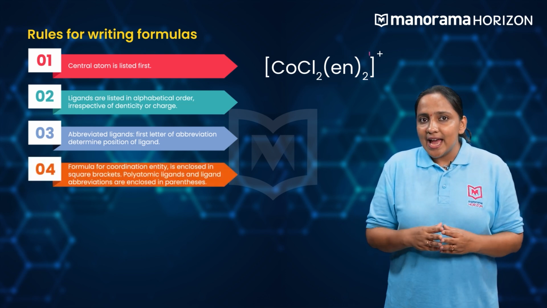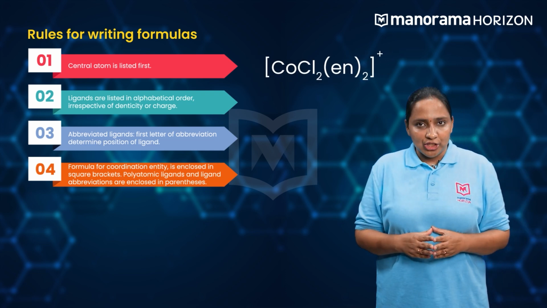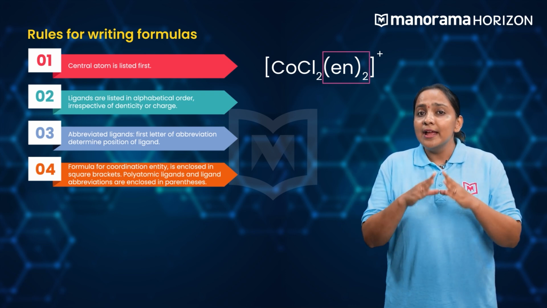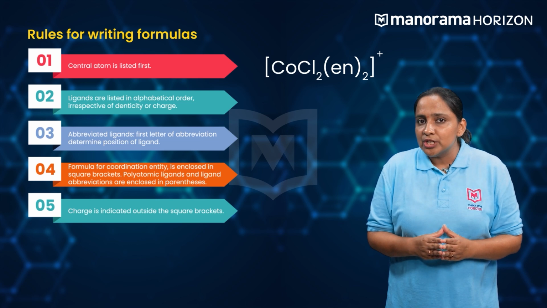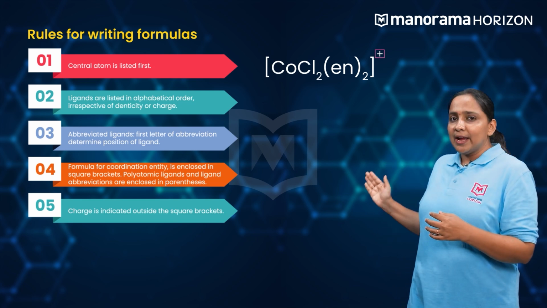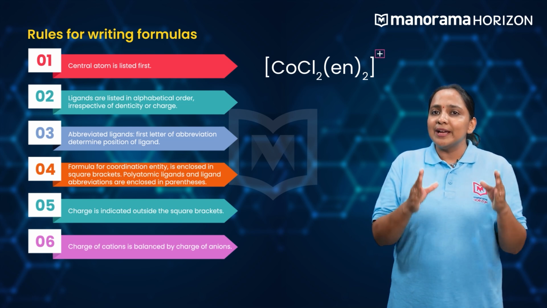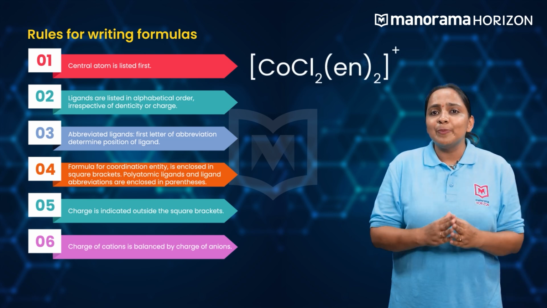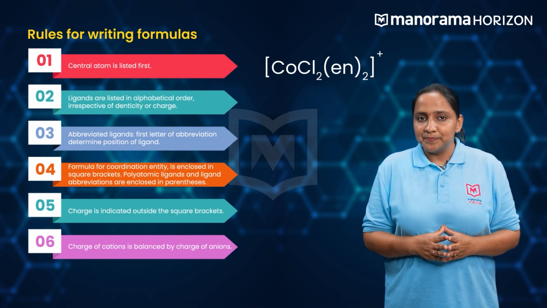The next rule says that the whole coordination entity is written within the square brackets whatever the charge is. Both polyatomic ligands and abbreviations of ligands are enclosed within parentheses. Further, for a charged coordination entity without counter ion, the charge is indicated outside the square brackets as shown here. Finally, the charge of the cations is balanced by the charge of the anions. Also, you can see here that no space is present between the ligands and metals within a coordination sphere.